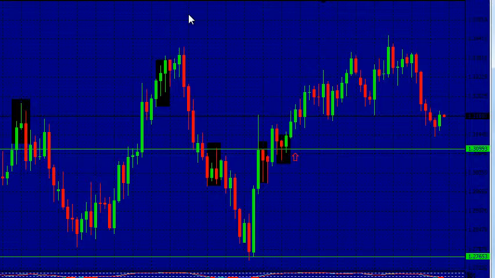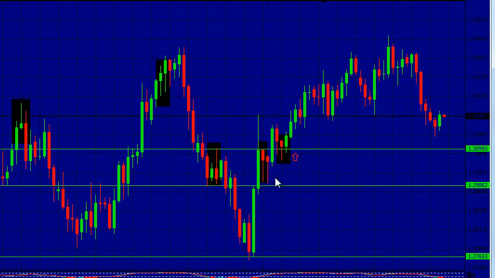Your stop loss will be placed directly below, around this sort of level, at the very low of the pin bar.